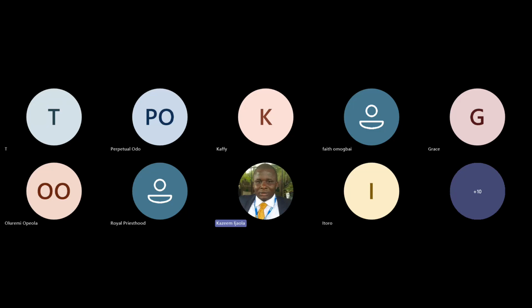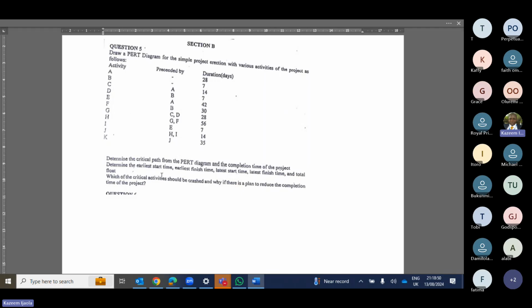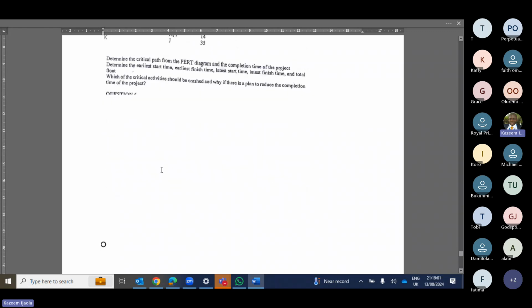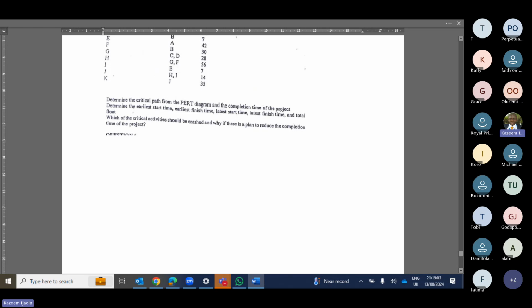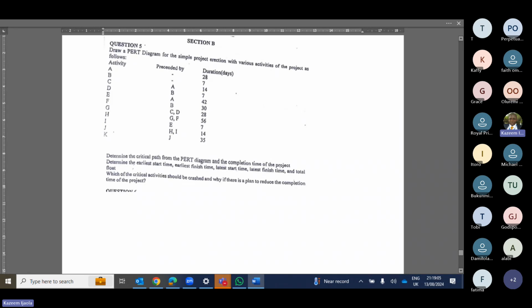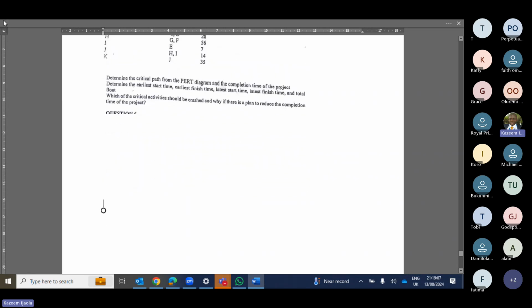Time, latest start time, latest finish time, and total float. Which of the following activities should be crashed, and why, if there is a plan to reduce the completion time of the project? So let's start. I'm going to be very fast, like I said. If you check now, activity A and B both are starting from the origin.